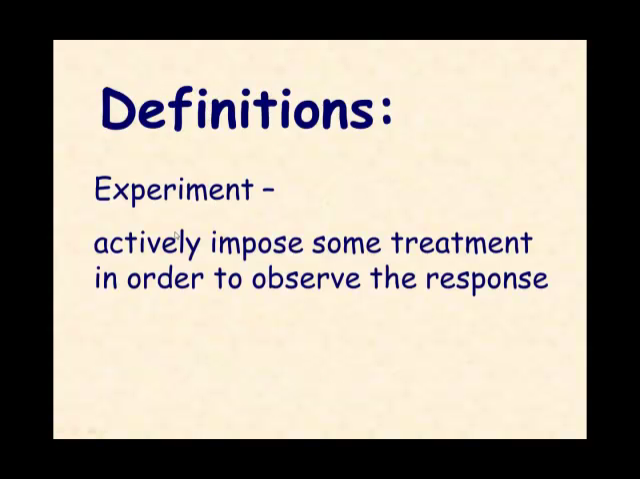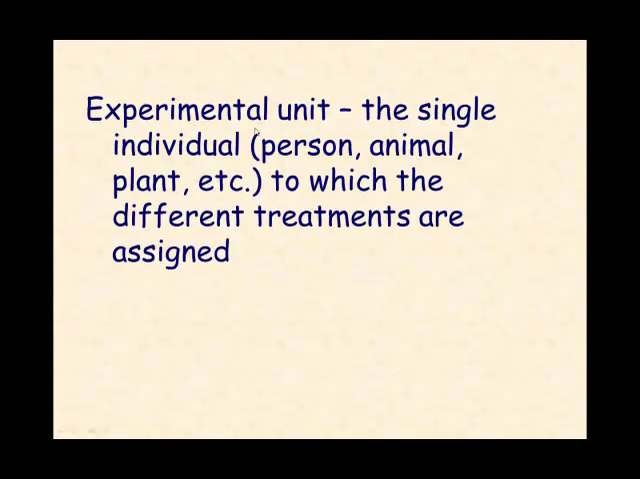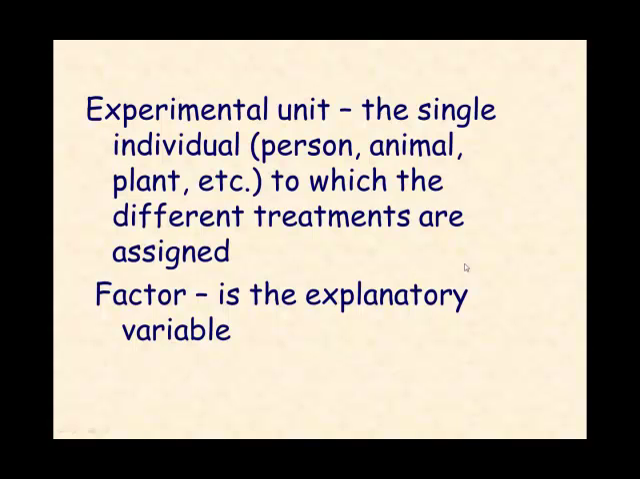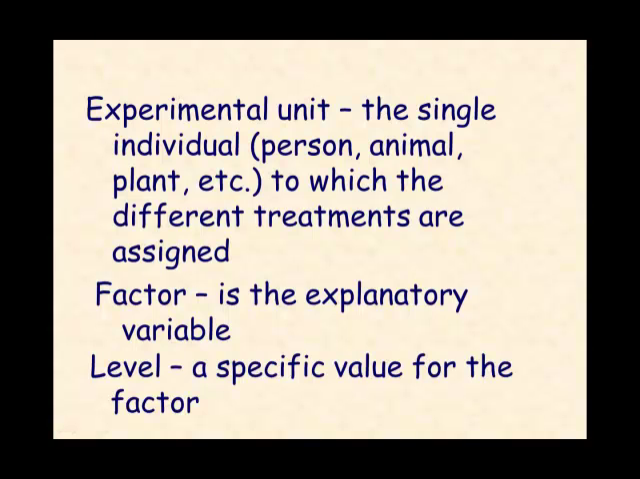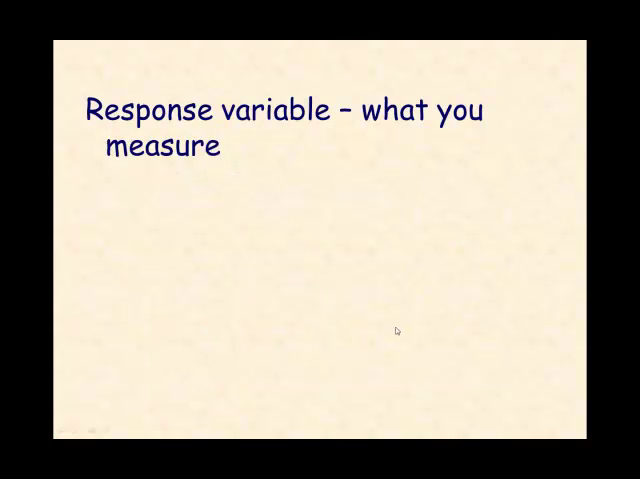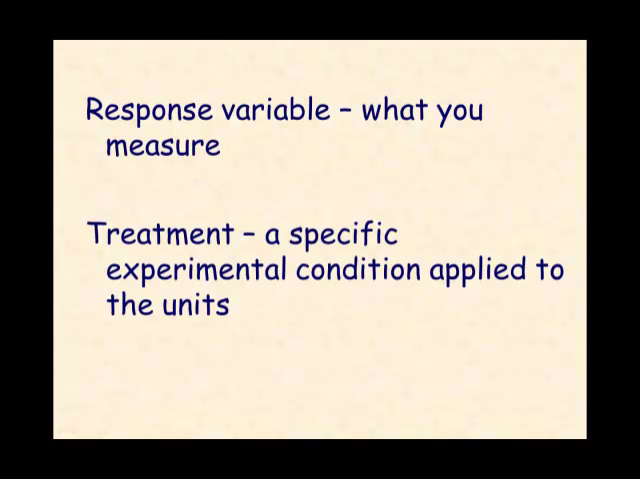So, an experiment. We're going to actively impose some treatment in order to observe the response. An experimental unit is the single, individual person, animal, plant, etc., to which the different treatments are assigned. A factor is the explanatory variable. And the level is the specific value for the factor. So we could have different values for each of the factors. The response variable is what we measure. The treatment is a specific experimental condition applied to the units, that's the experimental units.